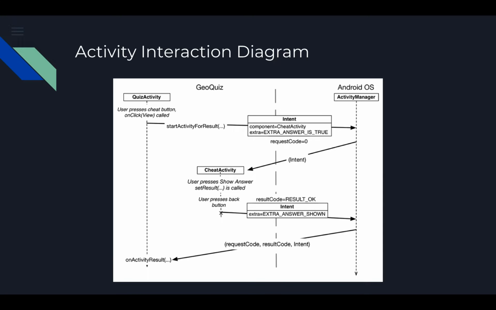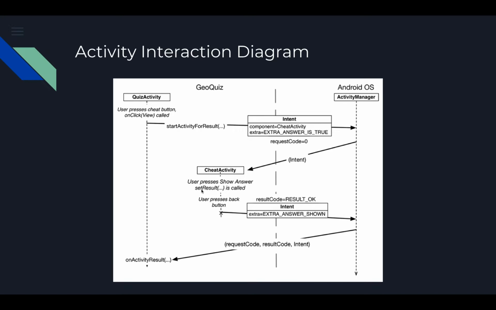And the intent, when you say go ahead and launch the activity through the intent, it's going to actually go over to the activity manager. So I mentioned that entity before. It's going to go over to the activity manager, and the activity manager is going to be responsible for actually creating and putting on the screen our second activity. And so in this case, it's called cheat activity. So this is going to be our second activity.